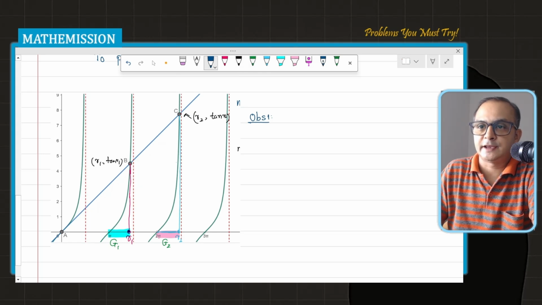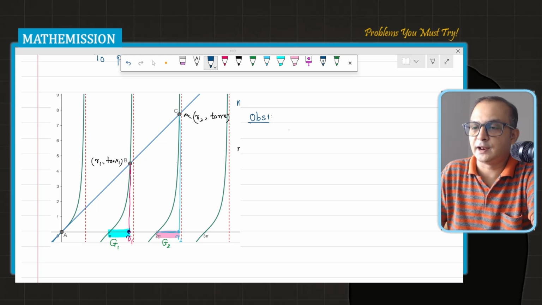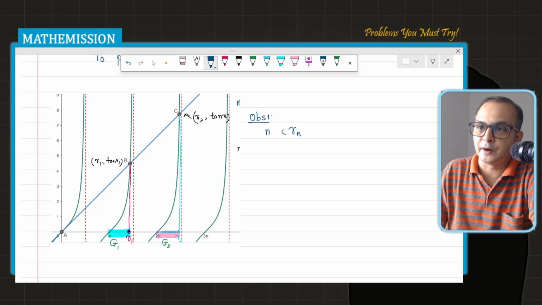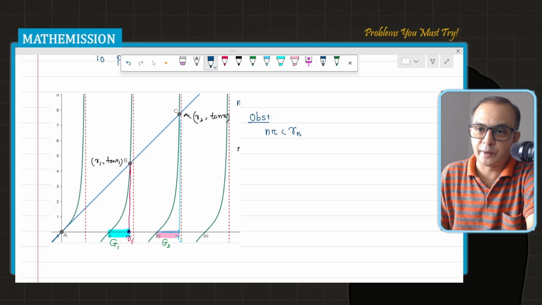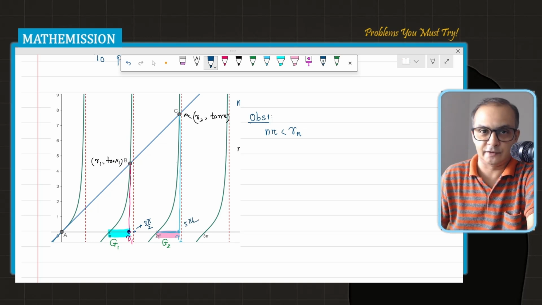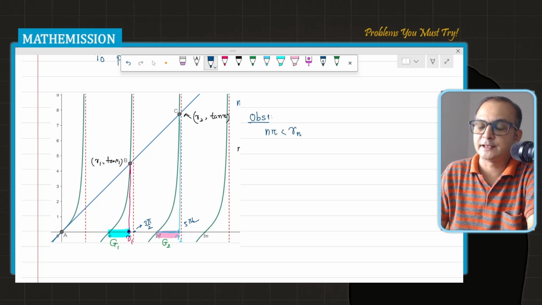You can see carefully that every root is lying between n pi and the next asymptote. If I say R1 is lying between pi and 3 pi by 2, the next asymptote, R2 is lying between 2 pi and 5 pi by 2, that is the next asymptote for the tan x graph. It means I can say that n pi is less than Rn, but Rn is always less than the next, 2n plus 1 pi by 2.